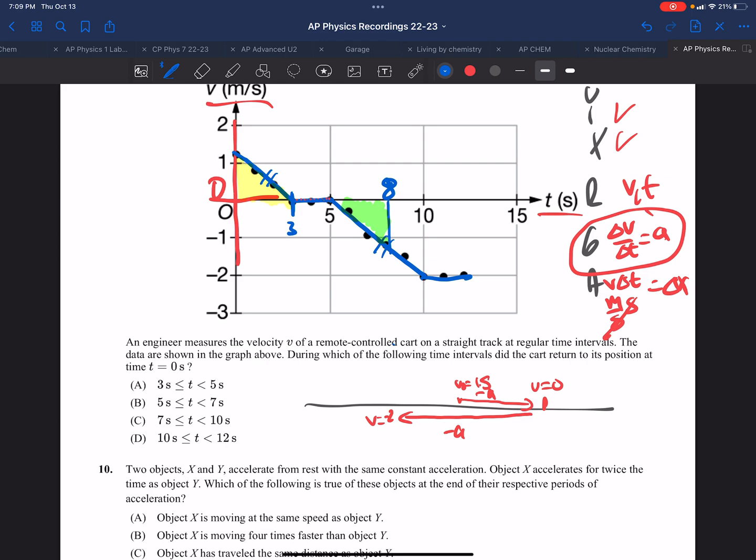When does it return? Between 3 and 5? No, it's at rest. Between 5 and 7? No, between 5 and 7, it's on its way. It hasn't gotten there yet. 7 to 10? That's here to here. Yes, that looks like it's right. 10 to 12, it's gone way past because that area is way more. Therefore, it's choice C.